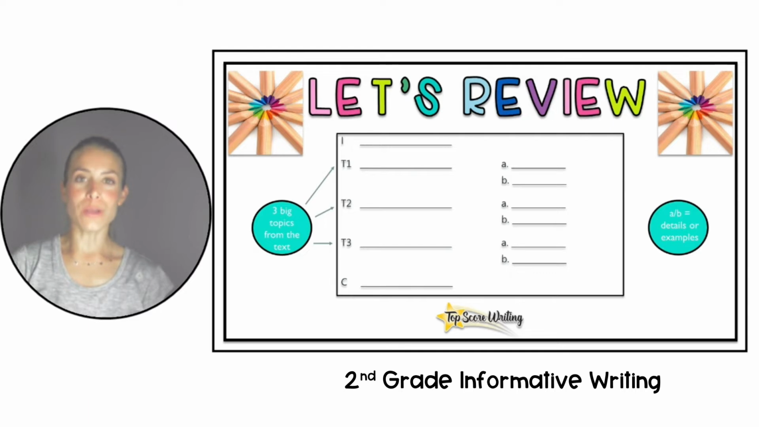And planning, we always use for an informative prompt an ITC outline. So here's your ITC outline. Remember, your I and your C are always the same. You have T1, T2, T3. Those are your big middle paragraphs. Those three topics come from the passage set. And then you have your A's and your B's for each T1, T2, and T3. Those are your examples and details that you're going to focus on about each of those topics. So this is our ITC outline, and we had plenty of practice with that in the previous lesson.